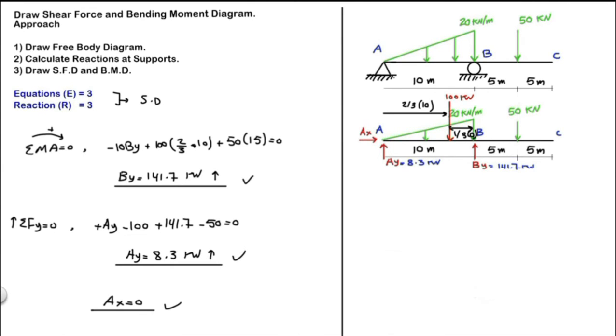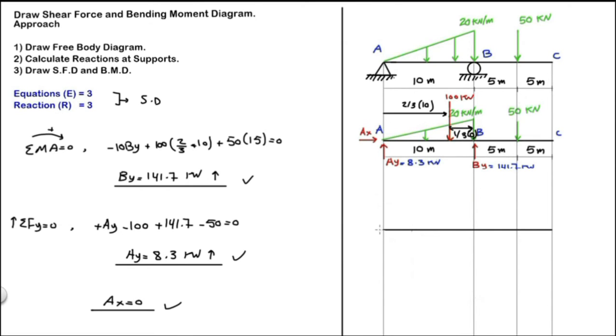Now let's draw the shear force diagram. At this point, we have the reaction AY equals 8.3 positive. So we go up 8.3 kilonewton. Now we have a distributed load here going downward. So we need to go down by the area of this triangle, which is 100. So 8.3 minus 100 is equal to minus 91.7. And the shape here will be a curve like this.